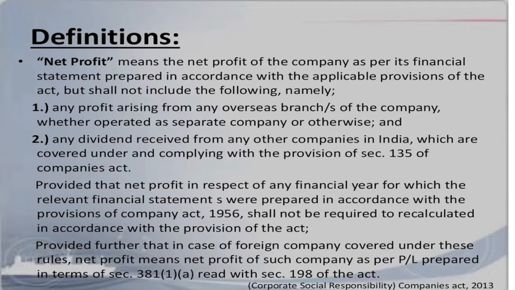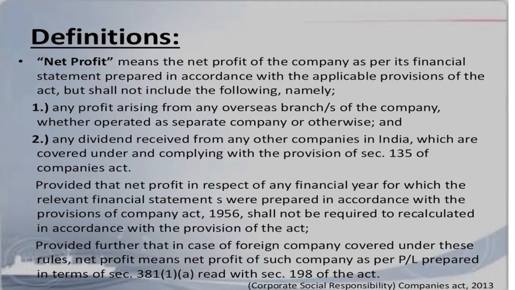So each company's policy is to take up the activities mentioned in Schedule 7 of the Companies Act 2013. Coming to the definitions, some terms are there that you will understand. Net profit. In the policy itself, the company has to spend some percentage of net profit on CSR activities. And net profit means the profit as per the financial statement prepared in accordance with the applicable provisions of the Act, but shall not include the following. So you should not deduct money from the net profit indirectly to show that there is no surplus amount for CSR activities.